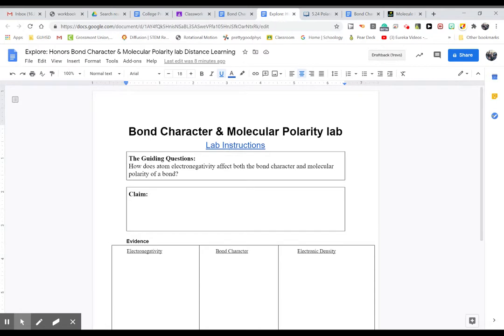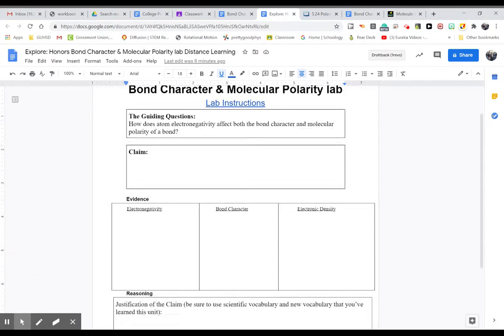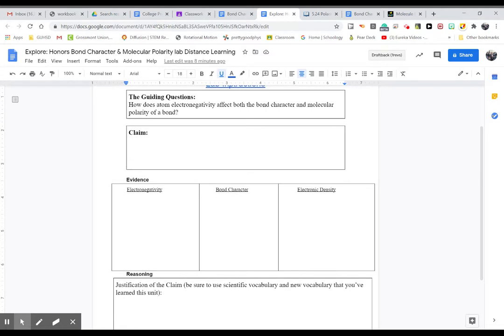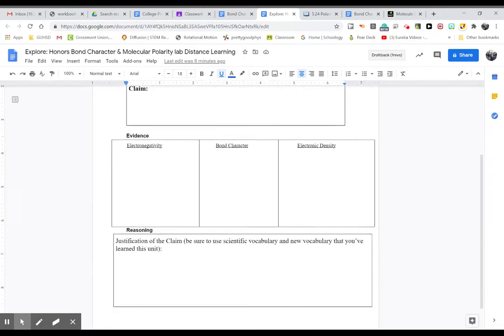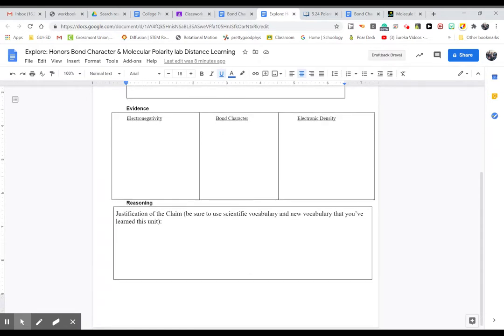So back to your lab, you're going to give me your claim. That's going to be a 2 to 3 sentence claim. And then I want you to give me some evidence. What evidence did you collect? Okay. And then finally, you're going to wrap up with your reasoning. So you have your claim, evidence, reasoning right here for this lab.